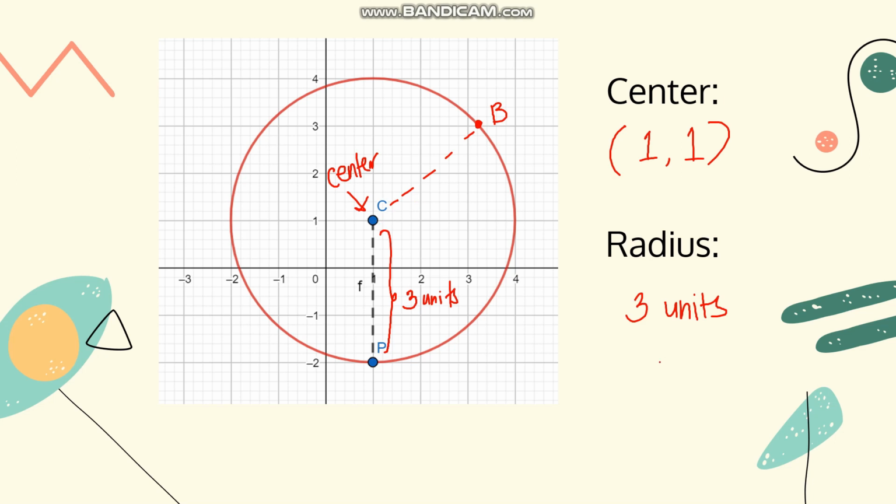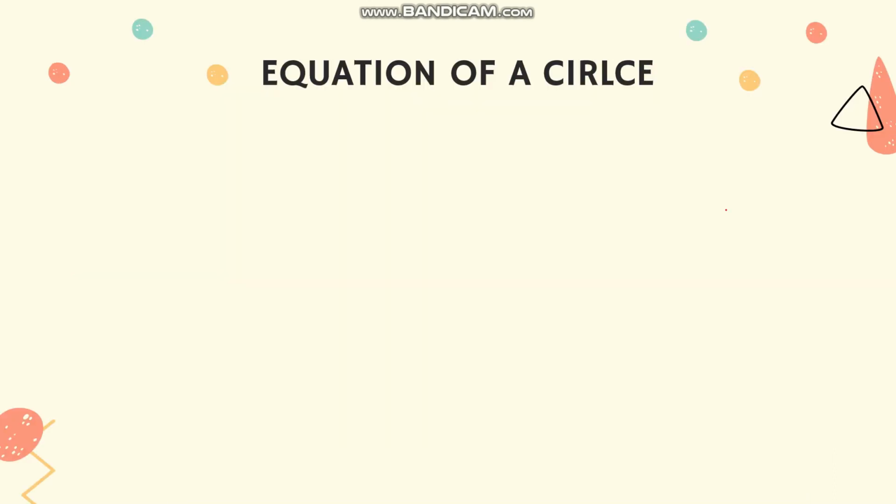Again, remember that a circle is composed of points having the same distance from the center. If we go back to point B, it will also have the same distance to C, which is 3 units. If I identify another point, let's name it point D, it will also have the same distance from point C, which is again 3 units. So all of the points on the circumference of the circle have the same distance to the center, which is 3 units. We also have the equation of a circle.